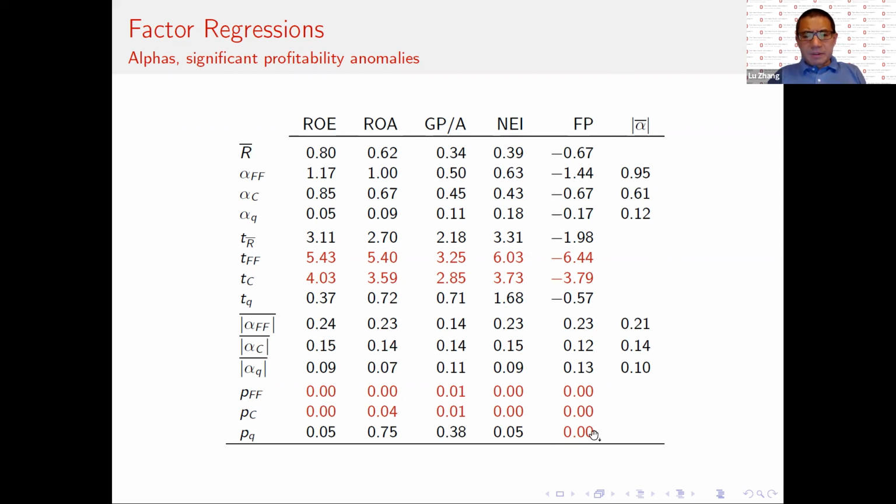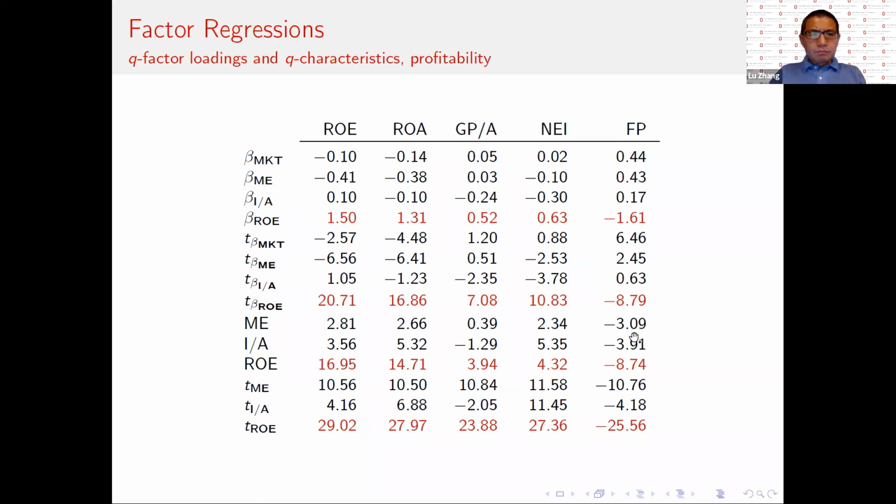Only failure probability can reject the Q factor model using a GRS test, but we do pretty well otherwise in other sets. Again, factor loadings and accounting variables directly.